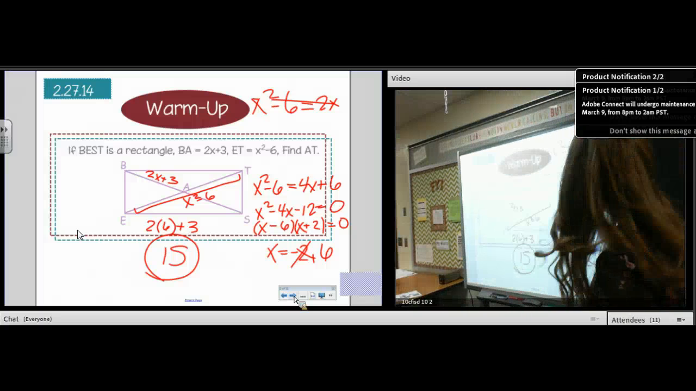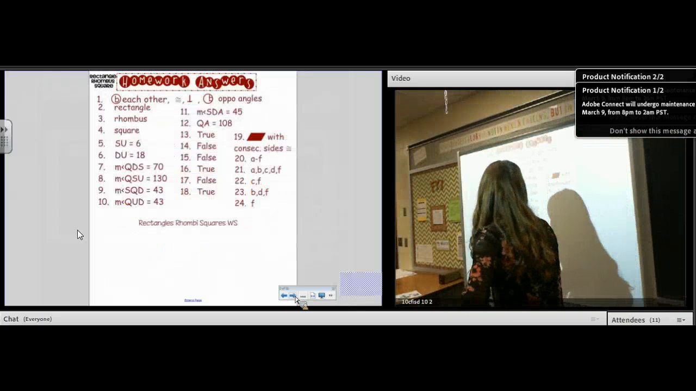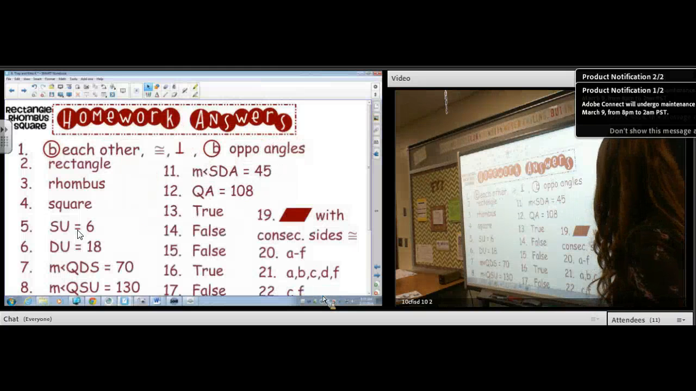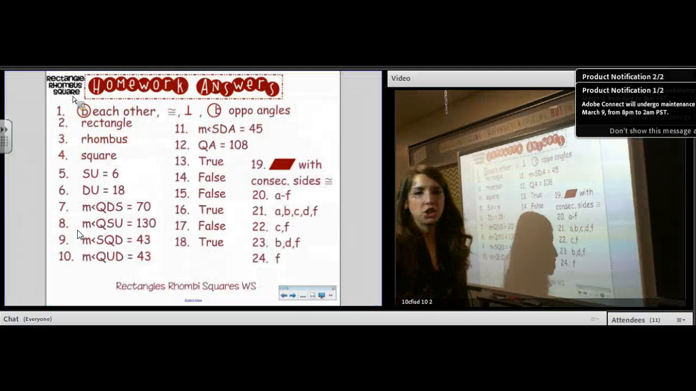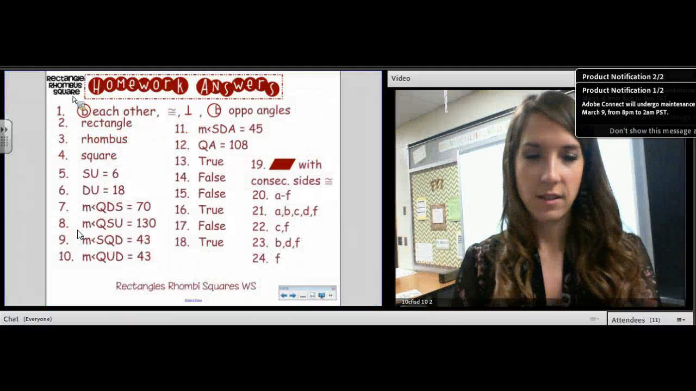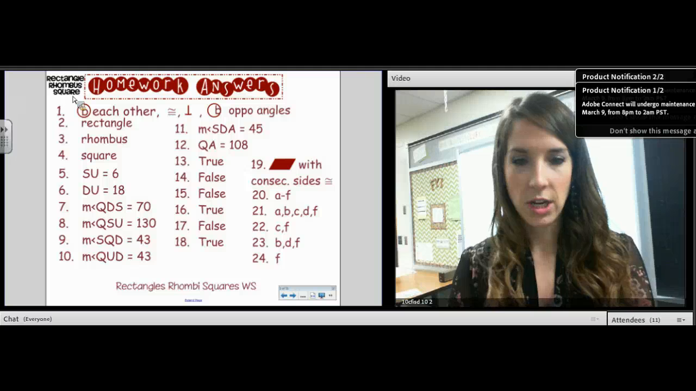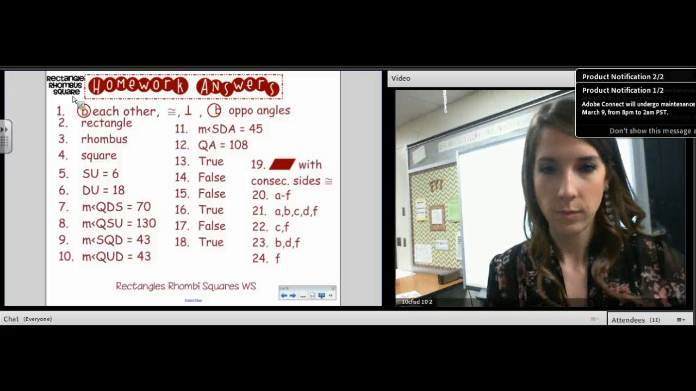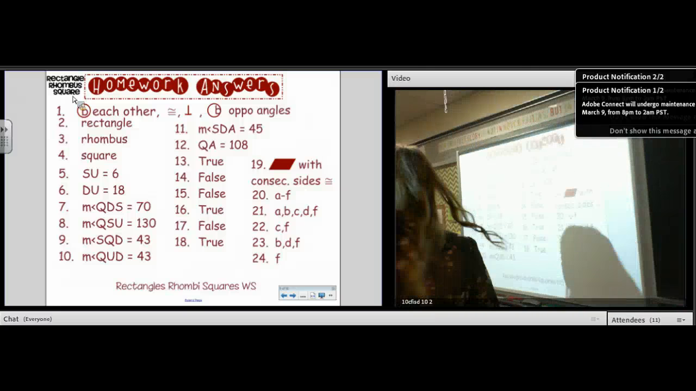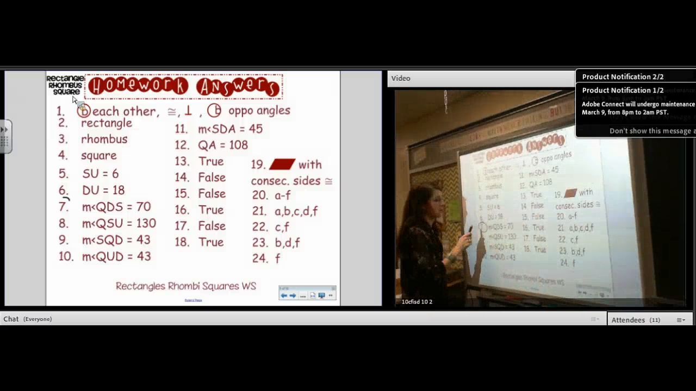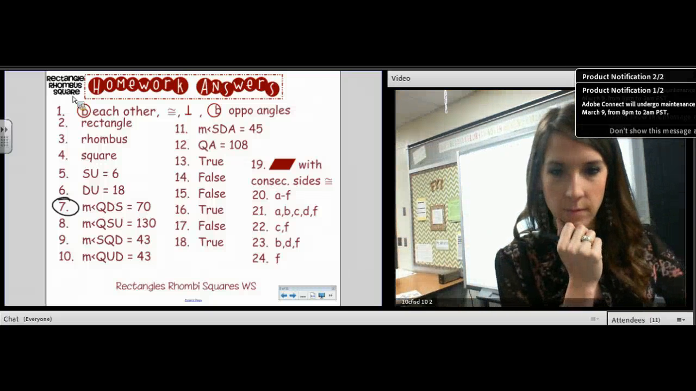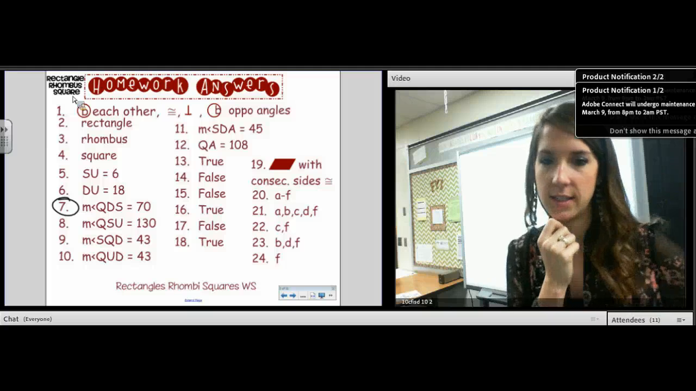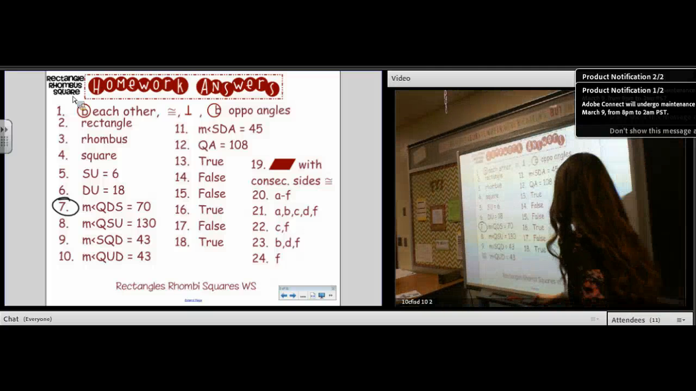Okay, moving on. Here's your homework answers. Rectangle, rhombus, square was the title of your homework. It should have been a quick one, right? Very quick homework. Check your answers. Okay, last chance. I'm going over number 7. Anything else? Last chance. Okay.